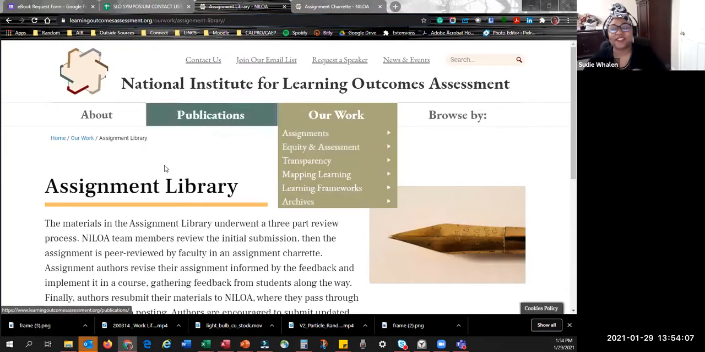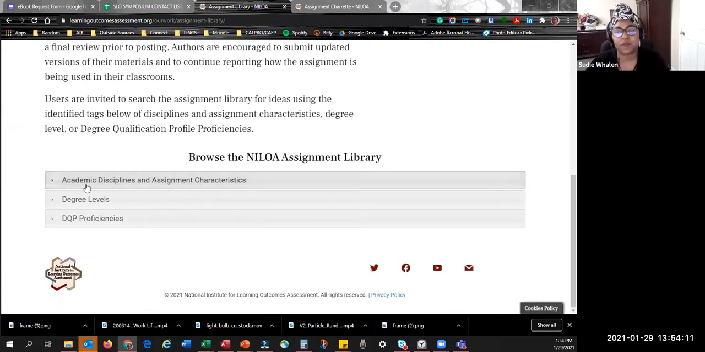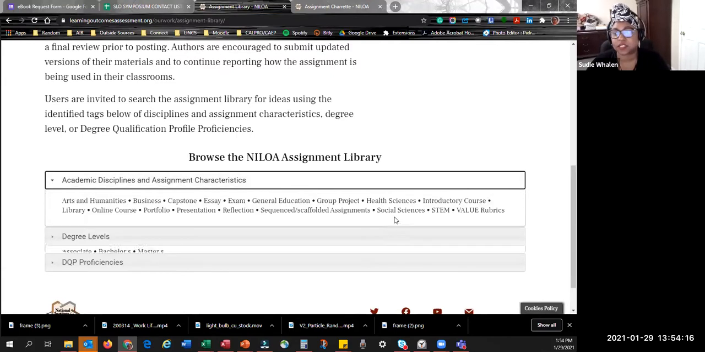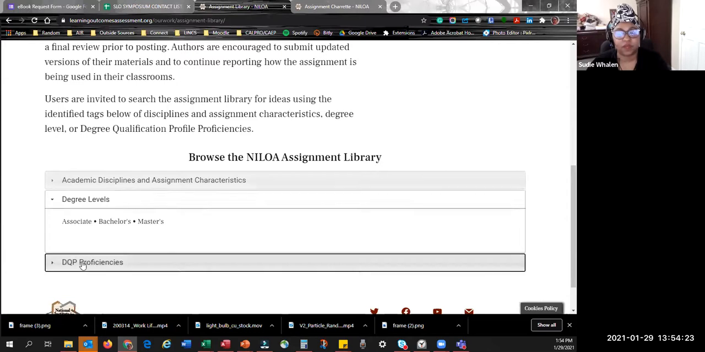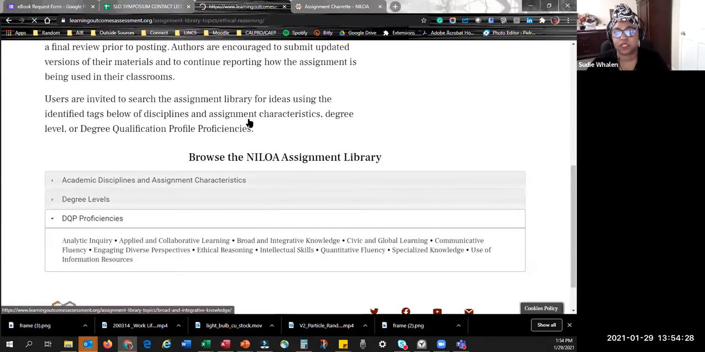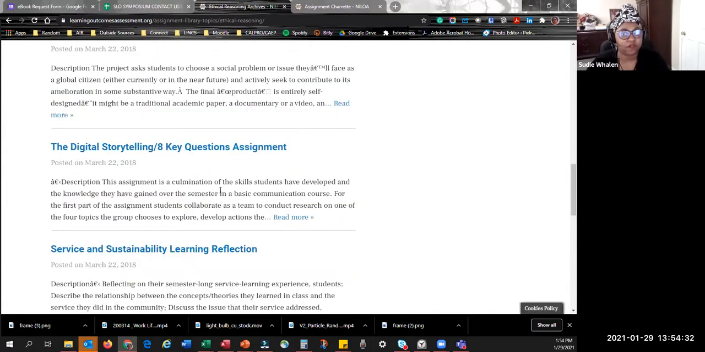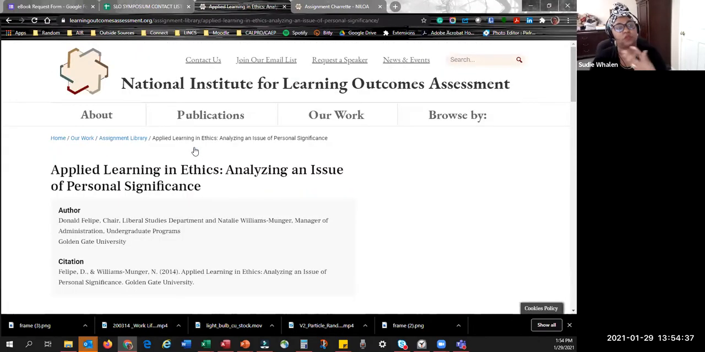Okay. So this is the NILOA assessment library. That's the link I just put in there. You can come in here and you can look by discipline level. Even if it's STEM related, things of that nature, and online courses, there's a lot of different disciplines you can look at. You can sort by degree level, or you can look at different types of proficiencies, right? So to look at ethical reasoning. And then there's different types of assessments that are all included. These are all various assessments for various types of things. It's one of those things you want to look through, dig in, play with, and figure out which one of these you need.